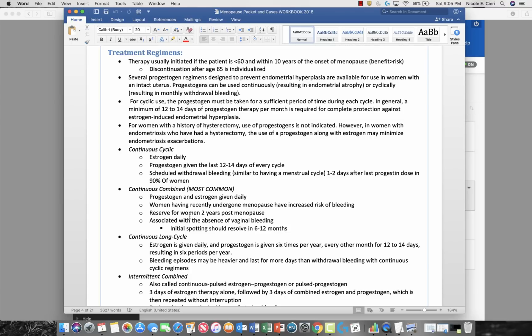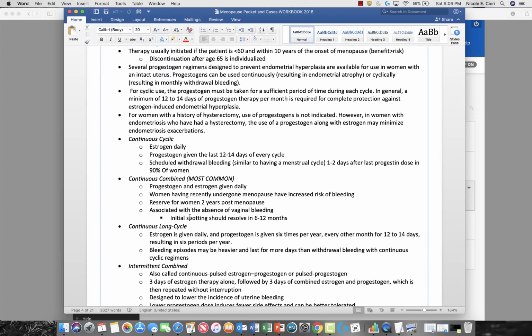So there's several different regimens of ways that progestins can be added to the estrogen if the woman has an intact uterus. There's continuous cyclic, continuous combined, continuous long cycle, and intermittent combined. I'm really just going to focus on the first two because these are the most common, and even out of those two, continuous combined is the most accepted regimen. This is when progestin and estrogen is given every day. It's associated with an absence of vaginal bleeding, so there's no withdrawal bleeding, although they might experience spotting for the first 6 to 12 months.